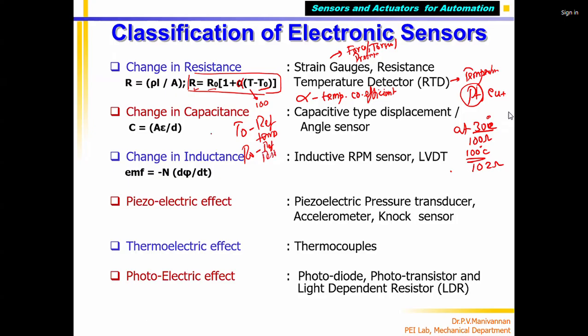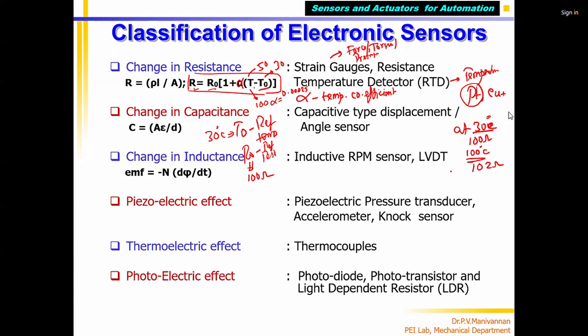For example, I say 30 degrees centigrade is my reference temperature. At that time, my R naught, the RTD sensor resistance, was 100 ohms, for example. Now, T is the current temperature which I am trying to measure. For example, this is 50, and this we already know is 30. And alpha also we know, the temperature coefficient alpha for platinum is 0.00025 something. I don't know the exact number. Generally, it will be like this only. Very small value. Then you can substitute here.